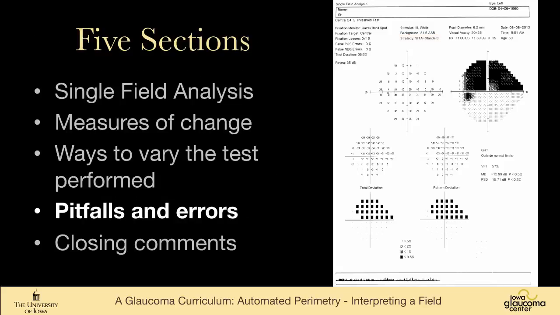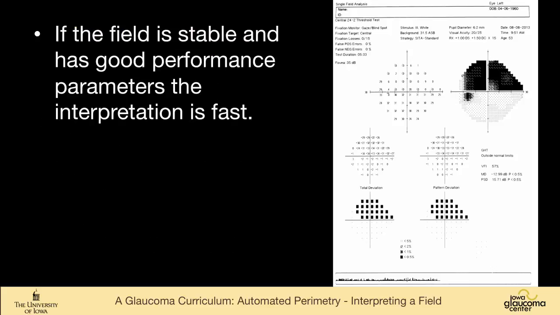Let's talk about a few pitfalls and errors because you really don't want to interpret a field that's uninterpretable. We've talked about false positives and false negatives. Important to look for those, fixation losses in the gaze tracker. Just a few other things that are less common but important to recognize.